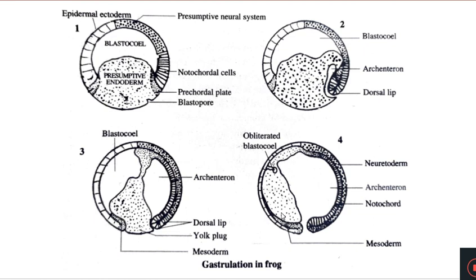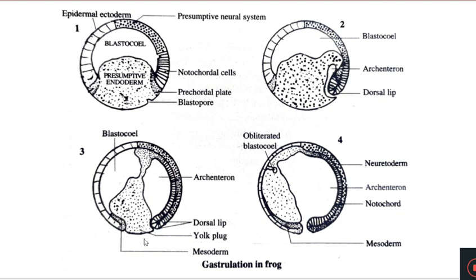Then the inner layer. The inner layer consists of the mesoderm and the notochord. So together they can be called the chorda mesoderm. This is the notochord and this is the mesoderm, and the endoderm. The endoderm will form the floor and walls of the Archenteron. So this is the Archenteron. The floor as well as the walls of the Archenteron will be formed by the endoderm, and the chorda mesoderm will form the roof of the Archenteron.